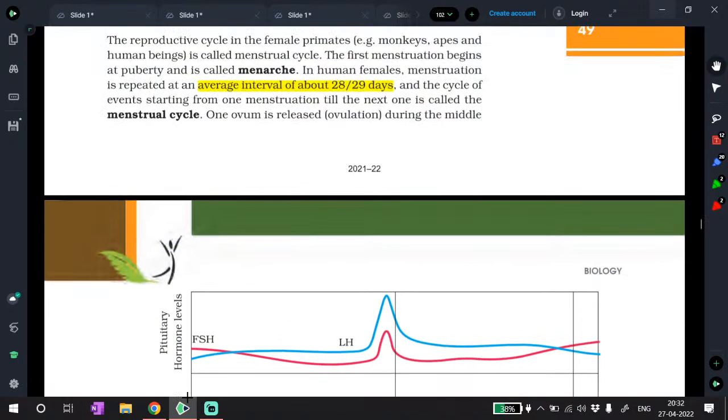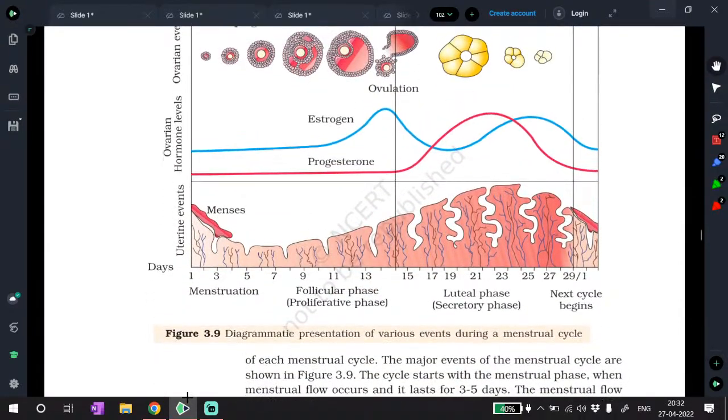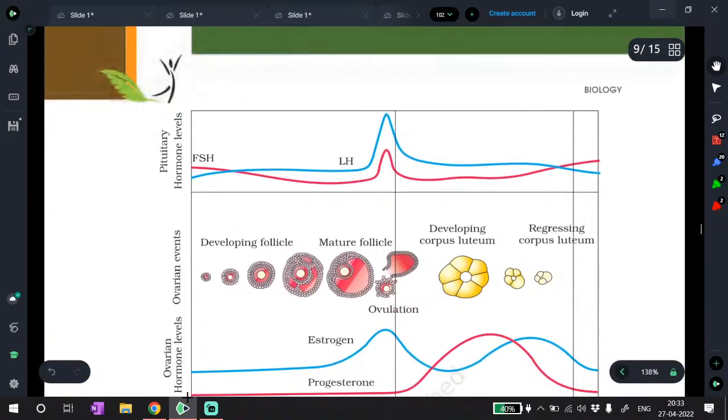So one ovum is released. What is an ovum? Secondary oocyte. So one ovum is released during the middle of the menstrual cycle. The major events of the cycle are given in the figure. We will discuss that now.